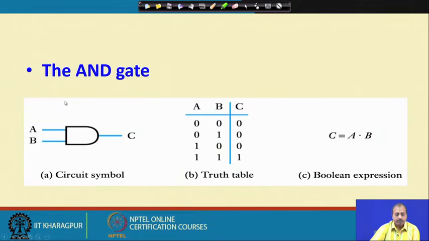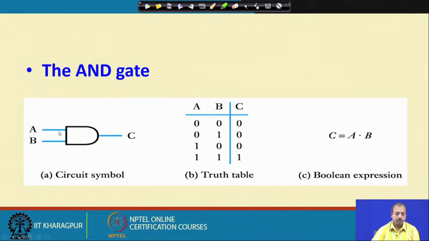We will start with the first basic logic gate, which is the AND gate. This is the symbol of the AND gate, which is universally accepted. Whenever we draw an AND gate, we use this symbol. There is no special reason for the shape, and in some special cases you may use other notations, but in general you use this one. Whenever in a digital circuit you see this symbol, we understand that it is an AND gate.